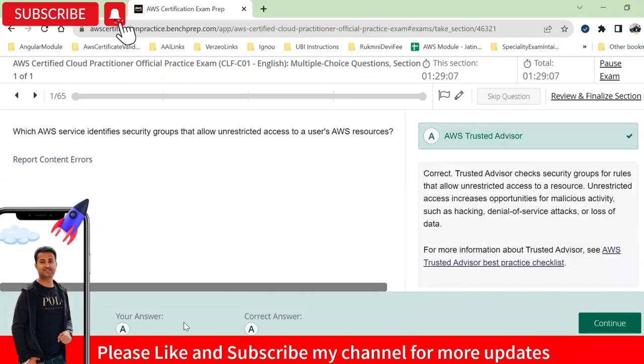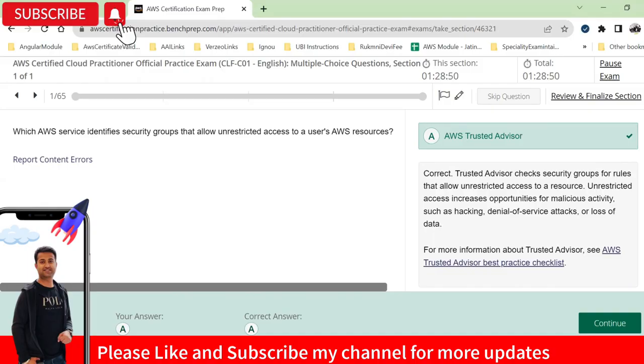You can see the correct answer is shown. You can also read about it. Trusted Advisor checks security groups for rules that allow unrestricted access to a resource. Unrestricted access increases the opportunities for malicious activities such as hacking, denial of service attacks, or loss of data.